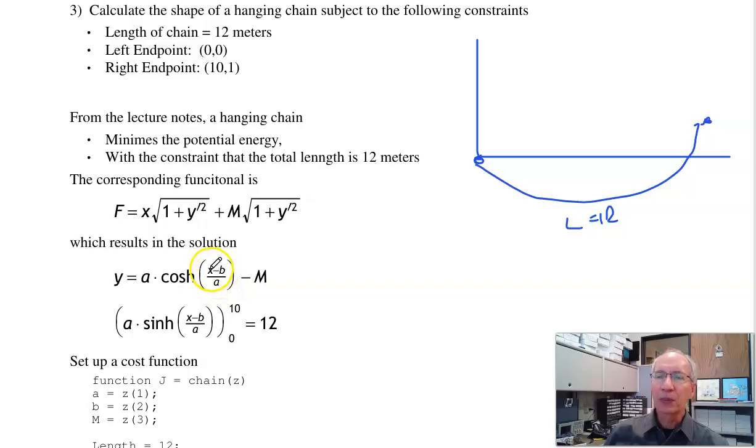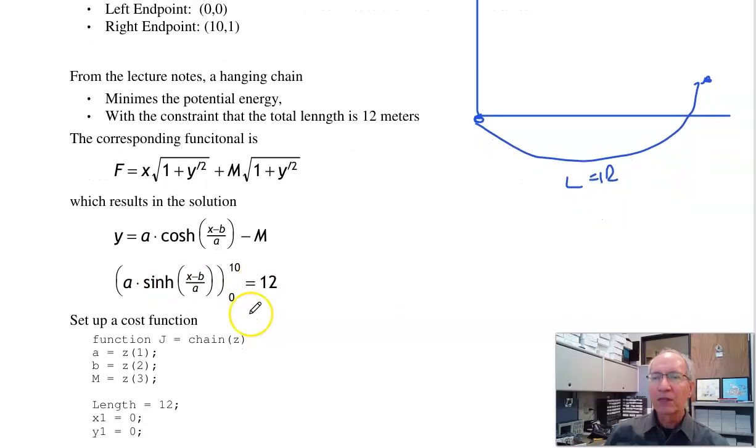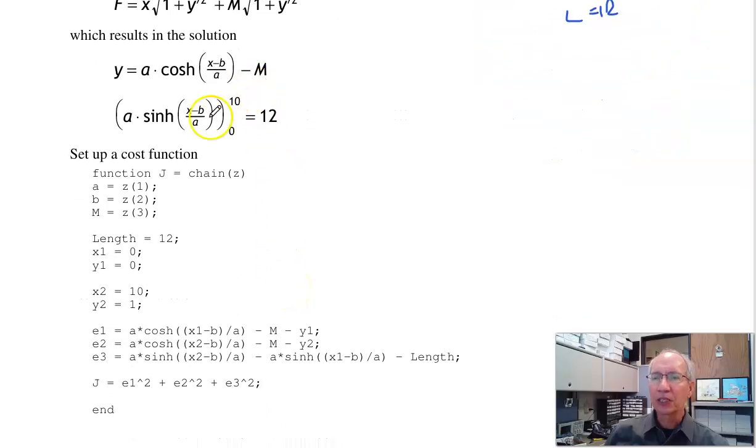At the left end point, this will be the form of it. At the right end point, this has to be 12. Find A, B, and M. Well, to do that, these are nonlinear equations. I can use fminsearch. I'm going to guess A, B, and M.